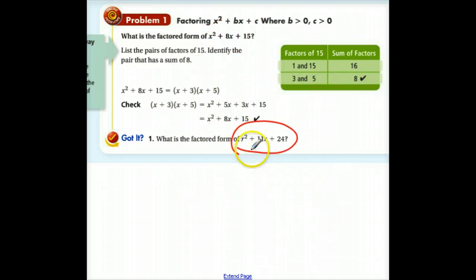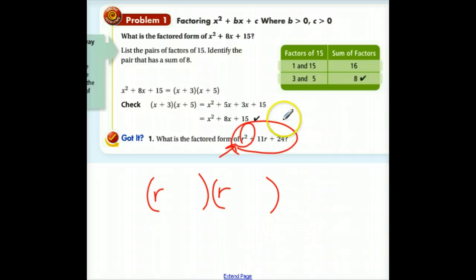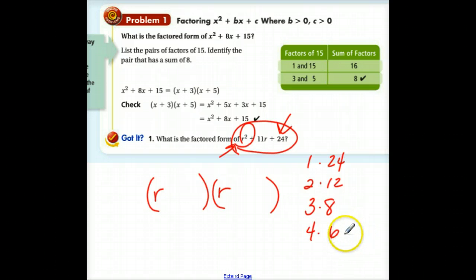What is the factored form of r squared plus 11r plus 24? Remember, when it's in this form, you have two binomials. The r squared is always going to be just an r and an r, because multiplied together you'll get your r squared. What are two numbers that have a product of 24? Well, 1 times 24, 2 times 12, 3 times 8, and 4 times 6. Those are all the factors.